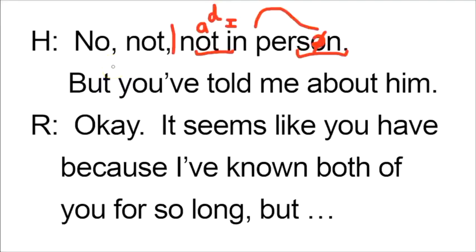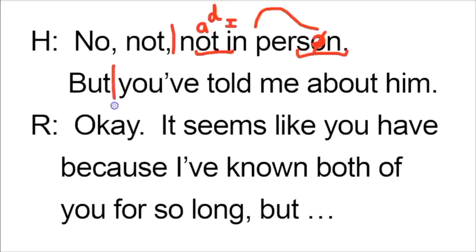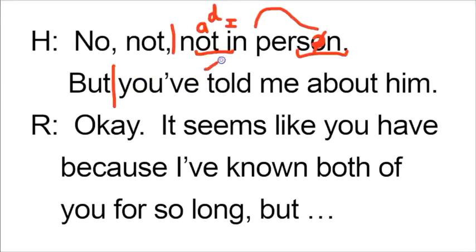How is the T pronounced in but? But you've told me about him. It's a stop T. What's the most stressed, the most clear word in this phrase? It's the verb told. But you've told me about him. The sentence peaks with that word.